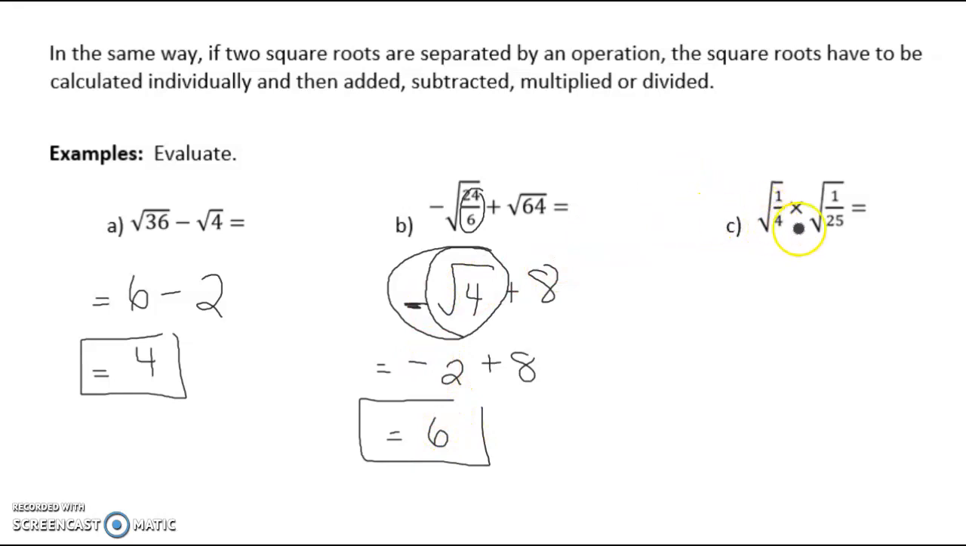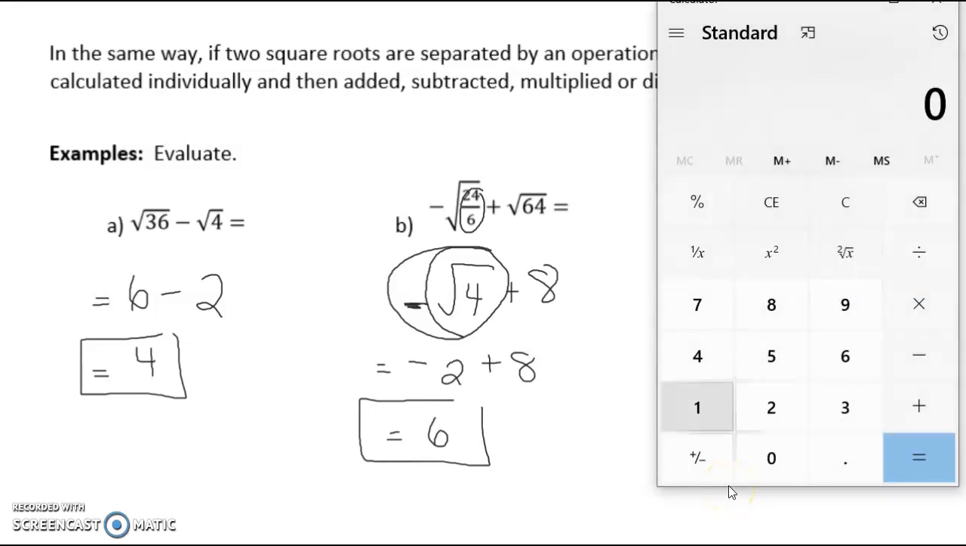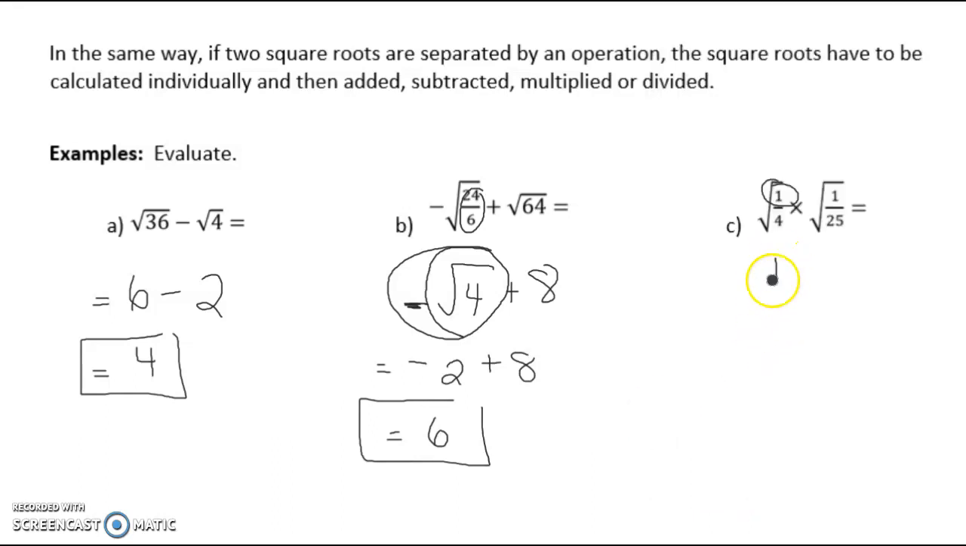Next one, square root of 1 divided by 4. So the first thing is we have to do the square root of 1. Okay, so the square root of 1 is kind of a trick question. The square root of 1 is 1. Okay, so that's easy. But then we have to do the square root of 4. Well, the square root of 4 is 2. Now we have to multiply it by the square root of 1.